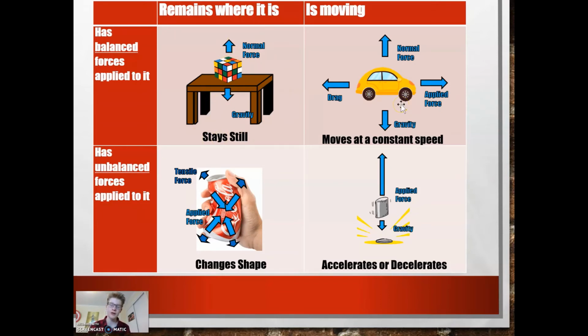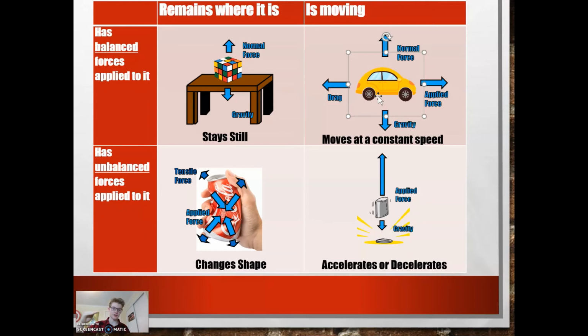But if it's moving, it can still have balanced forces applied to it. People always forget this, but say you've got a car that's moving and it's traveling at 40 kilometers an hour, and it's staying at that constant speed. It's actually got balanced forces applied to it because the applied force from the car is equal to the force of all the wind resistance and the drag and the friction that's going back onto the car, okay? It's a balanced force if it's a constant speed. So staying at a constant speed, that's balanced.